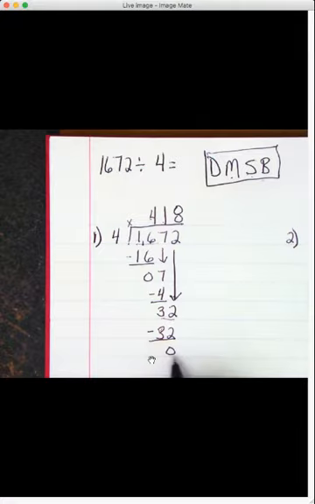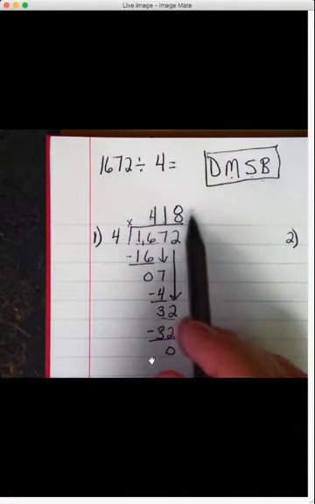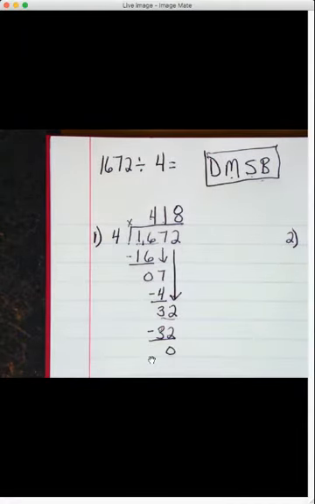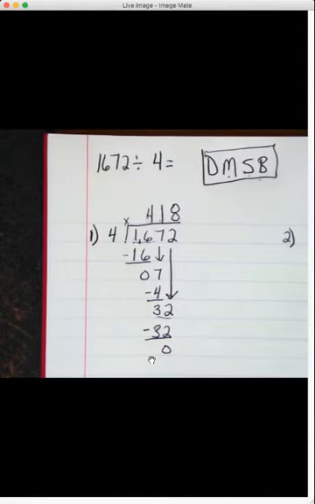When you have a remainder of 0, you do not need to write remainder 0 up there. I know a couple of you did it on an assignment a couple of weeks ago and it counted it wrong. I went back and counted it right, but you don't need to write remainder 0 if you have a 0 for the remainder. You just leave it like this. So 1,672 divided by 4 is 418.